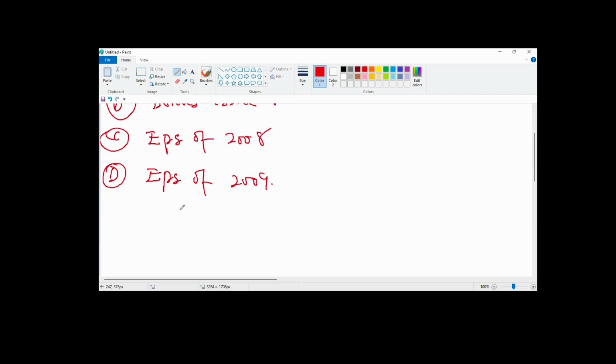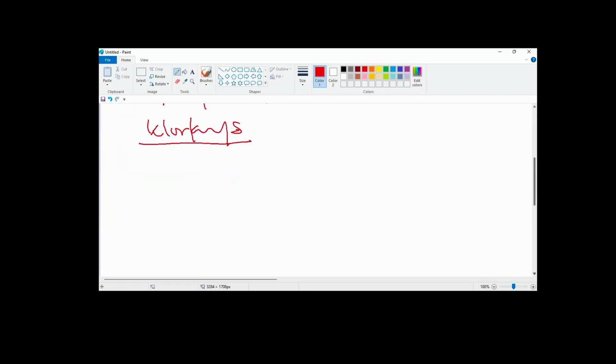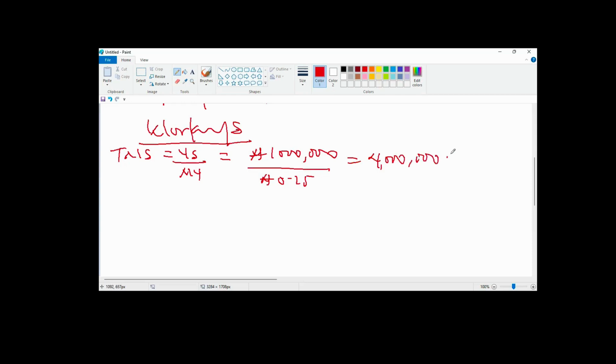Now, let's go to the workings. Let's see the question. Authentic has share capital of 1 million naira, shares of 0.25. We don't need naira here. I will convert by saying total number of shares, because the value of shares is not the nominal value, which is equal to 1 million divided by 0.25 to give me 4 million.